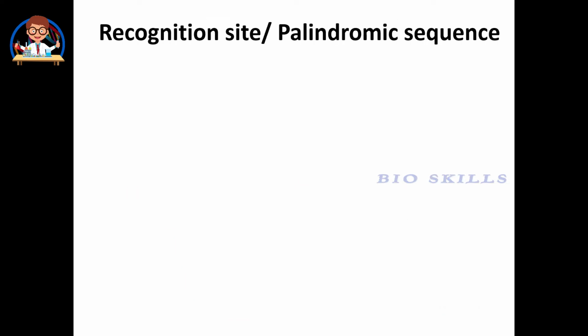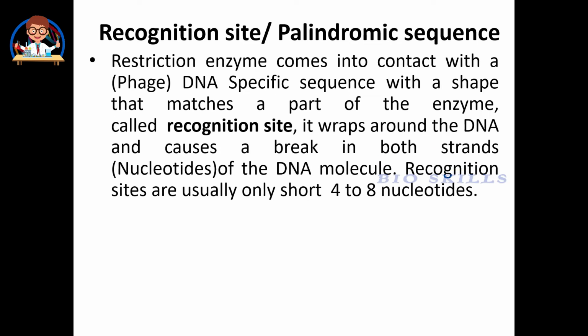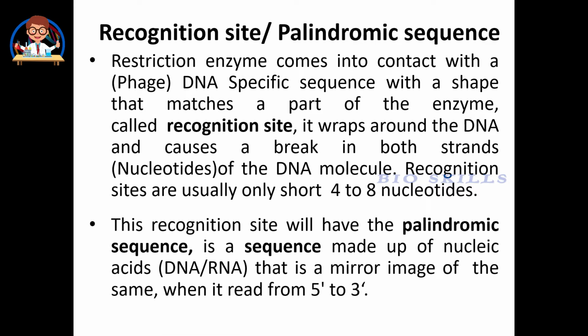Recognition site, palindromic sequence. The restriction enzyme comes into contact with a specific DNA sequence with a shape that matches a part of the enzyme called the recognition site. It wraps around the DNA and causes a break in both strands of the DNA molecule. Recognition sites are usually short. They contain 4 to 8 nucleotides.